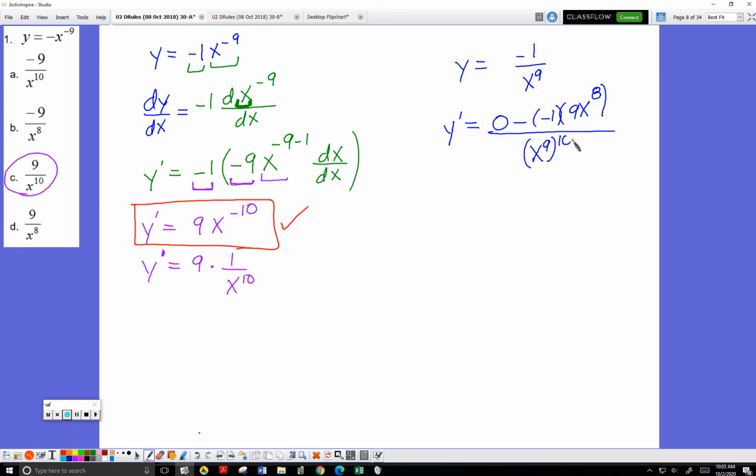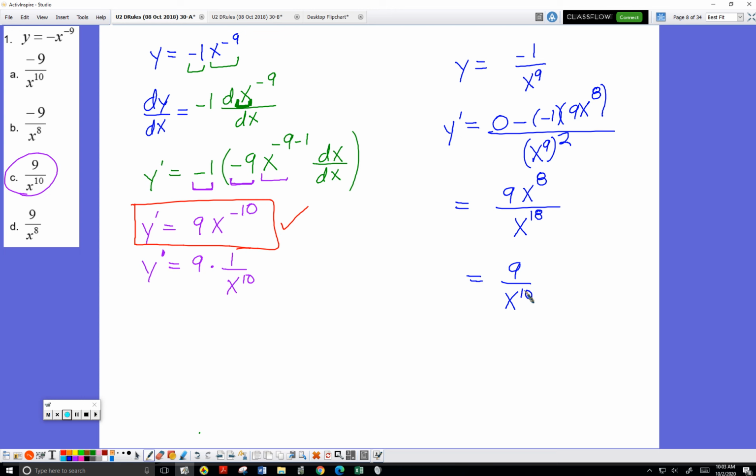Like that. Oh, not to the 10th. Hold on. The bell messed me up. The bottom squared. And then you just say, okay, negative times negative is positive. So I have 9x to the 8 divided by x to the 18th. That's the same thing. So that's 9 over x to the 10th. So either way, is that what you meant, Nick? Yep. First one.